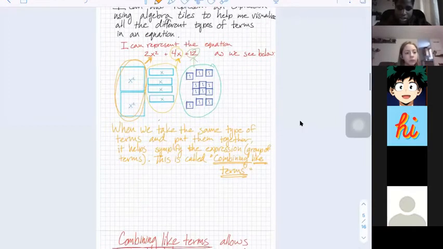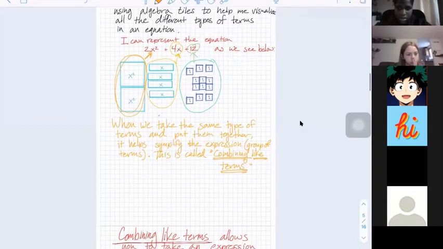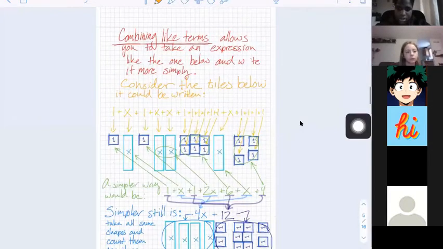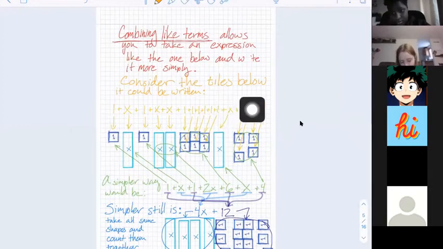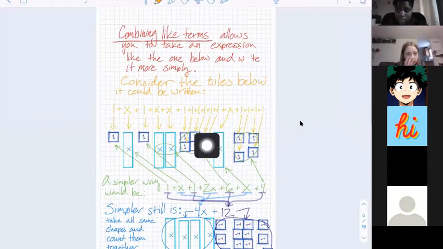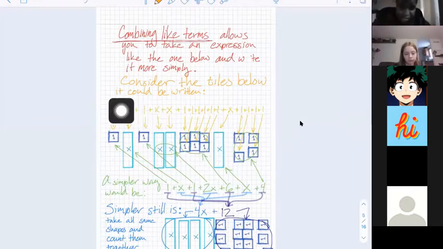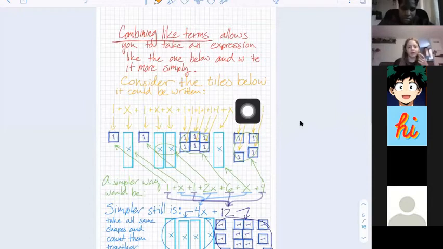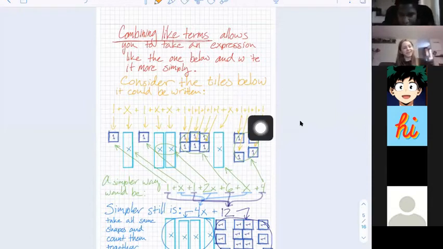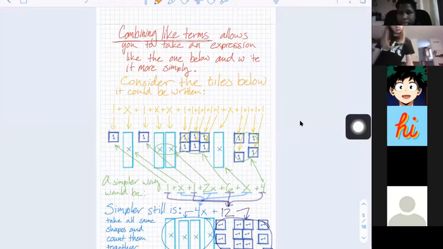But this process is called combining like terms. Combining like terms allows you to take an expression that's very long and complicated and simplify it as much as possible. This collection of tiles right here, I could write it in a really long written out way like this: 1 plus x plus 1 plus x plus x plus 1 plus 1 plus 1 plus 1 plus 1 plus x plus 1 plus 1 plus 1. Right, with all those 1's and x's. I could do it like that.